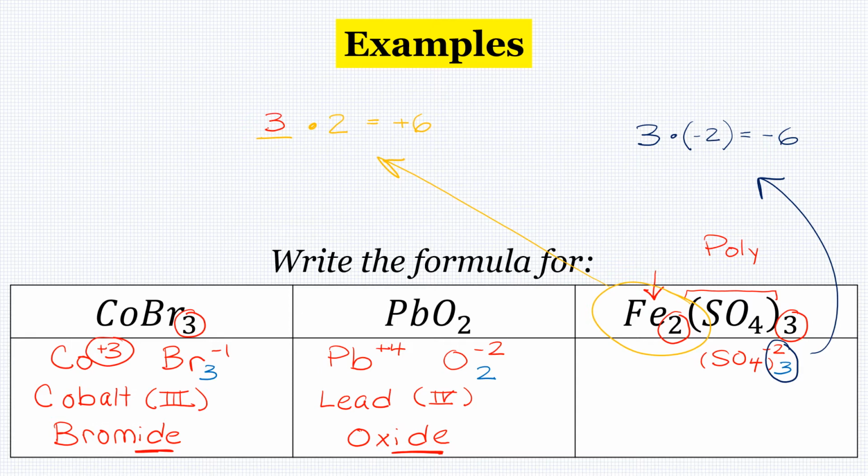So in this case, this is going to be iron, Fe, with a +3, because we have 2 of them. So this is going to be iron(III) sulfate. Now remember, when we have a polyatomic, we don't change the name, whether it's the cation or the anion. We just leave it as is. So it's still sulfate.